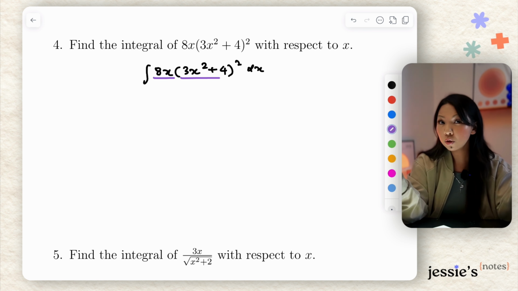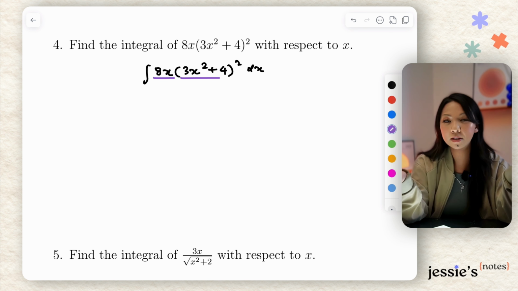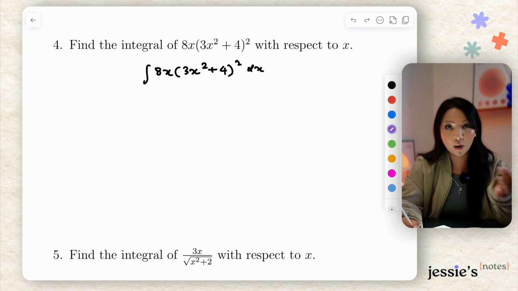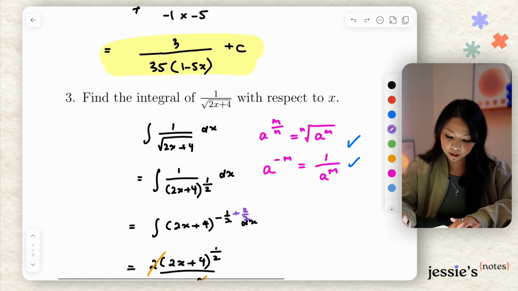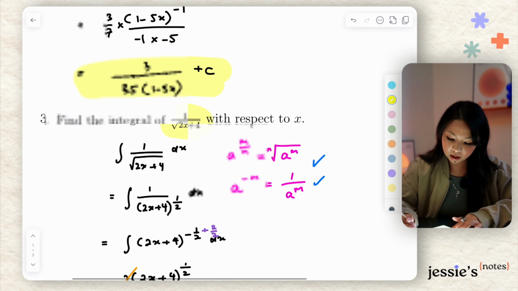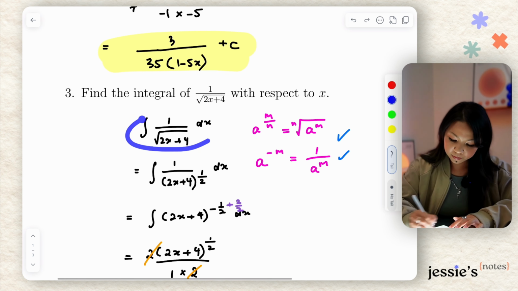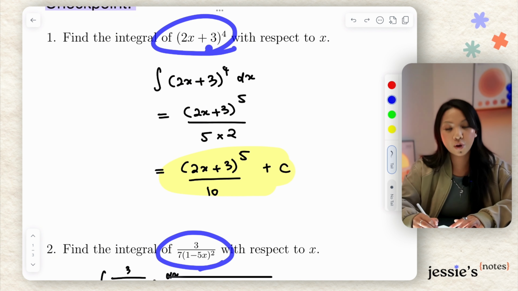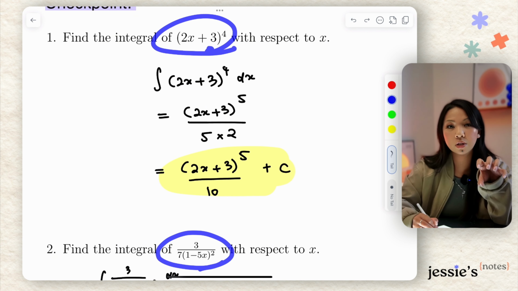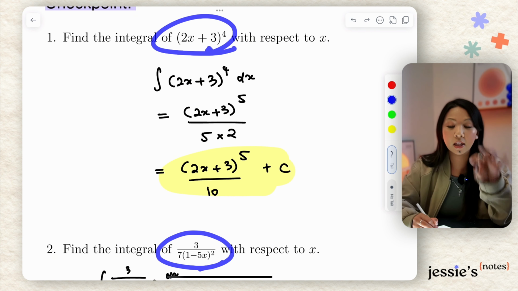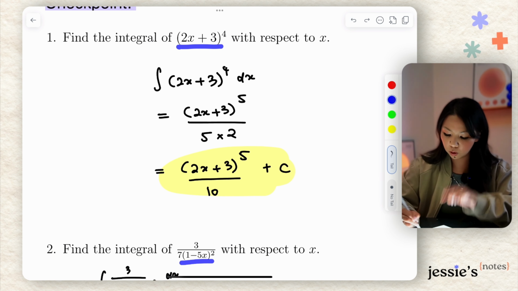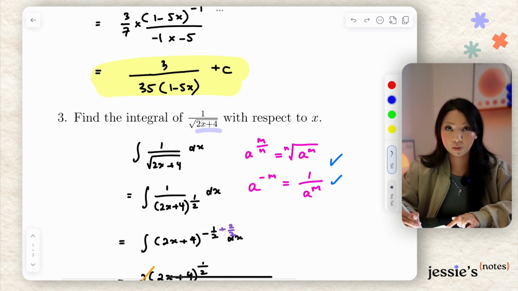So how are we going to do this? Well, this is still going to be reverse chain rule. It's just that in the other examples we went through, let me just quickly show you, in this one over here, and in this one over here, and in this one over here, did you notice that all of your inner functions were linear? Linear meaning the highest power in x is the power of 1. This one's got 2x plus 3, that's got 1 minus 5x, this has got 2x plus 4.